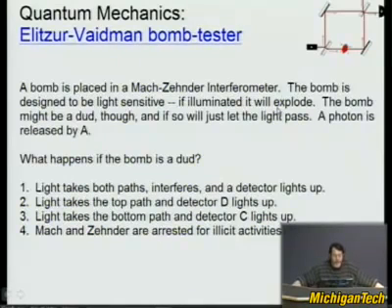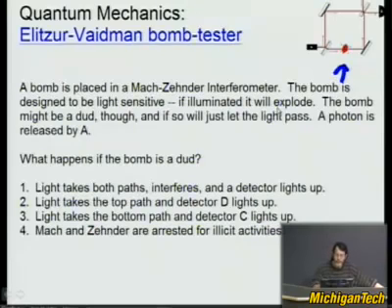A bomb is placed in a Mach-Zehnder interferometer, just like we promised, right here. Let's make it blue. I like blue. The bomb is designed to be light sensitive, so it has to be a special kind of bomb. If illuminated, it will explode. Say, oh, there's a bomb. Boom. The bomb might be a dud, though, and if so, it will just let the light pass. It will be completely transparent.